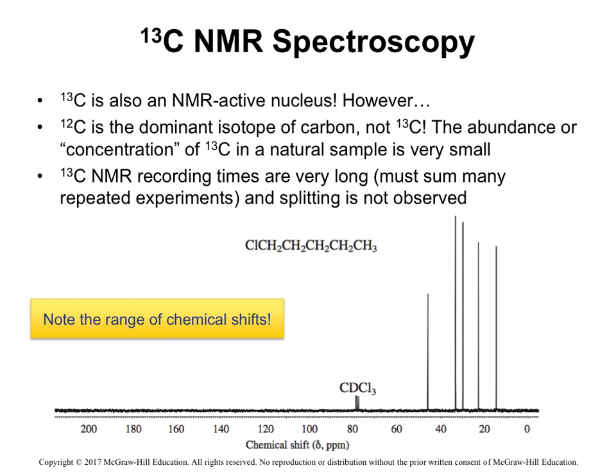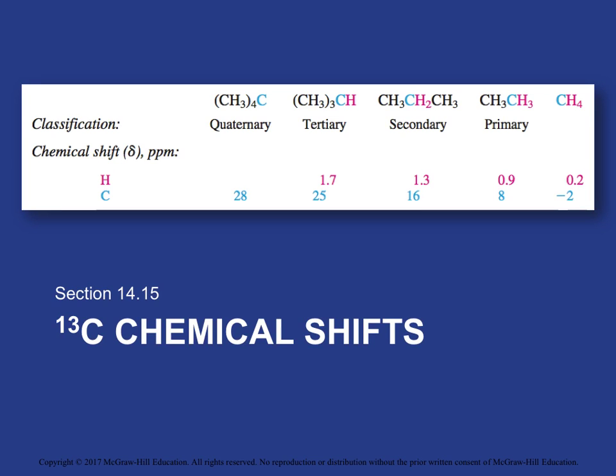But they do say, look at the range. It's very, very high. I just want you to know the broad strokes here. And it's very similar to what we've seen in the past. Methane is going to be really close to zero. Primaries are next. Then as you go downfield, you get secondary, tertiaries, and then finally quaternaries.